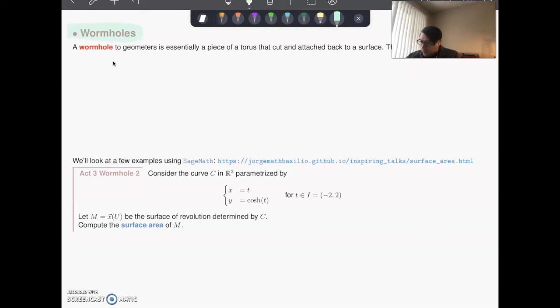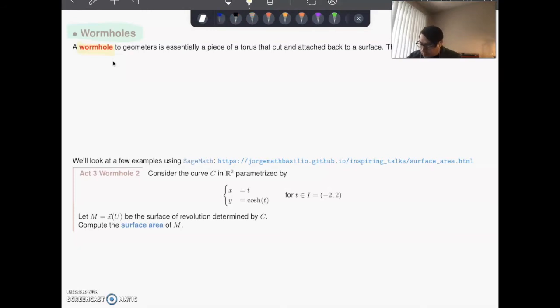So, what is a wormhole? I'm going to talk about these from the perspective of geometry, not necessarily physics. Wormholes, to geometers, are essentially a piece of a torus that is cut and attached back to the surface. I also call these tunnels.